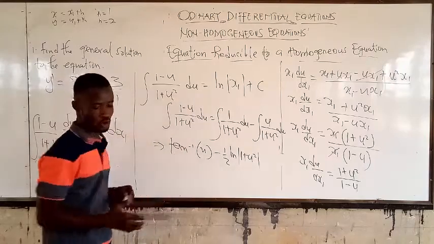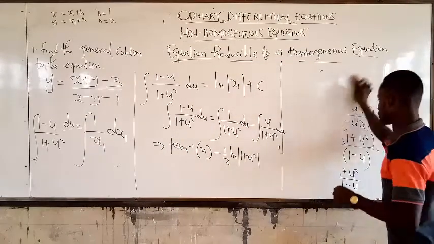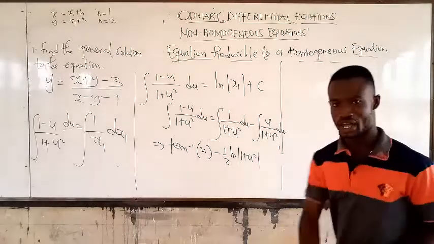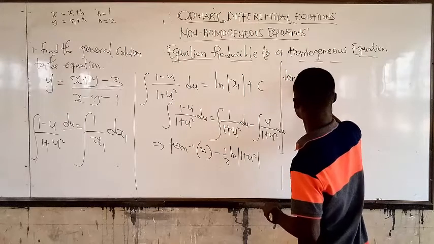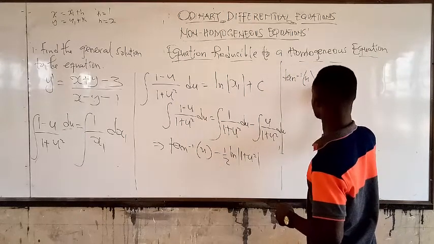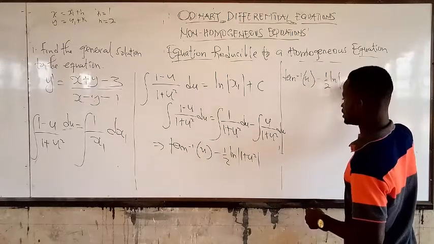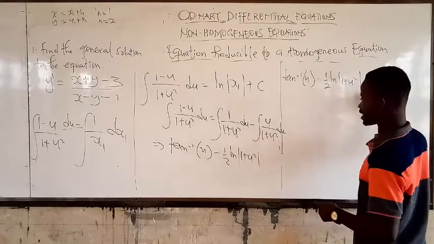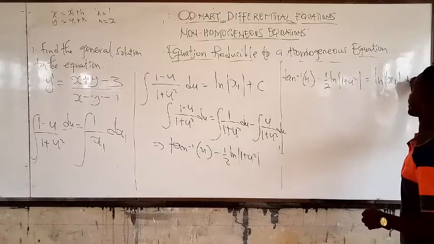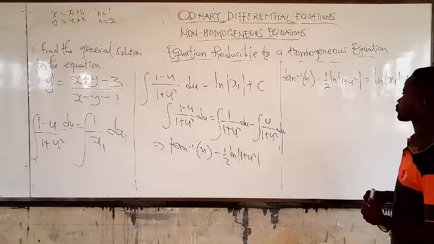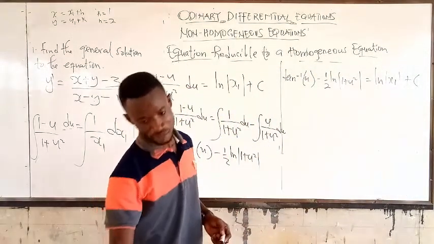So let's combine all. So to combine all, we get tan inverse of u minus half ln 1 plus u squared to be equal to ln S1 plus c. That is what we have for that. But here we are not done. You know that we can simplify this.